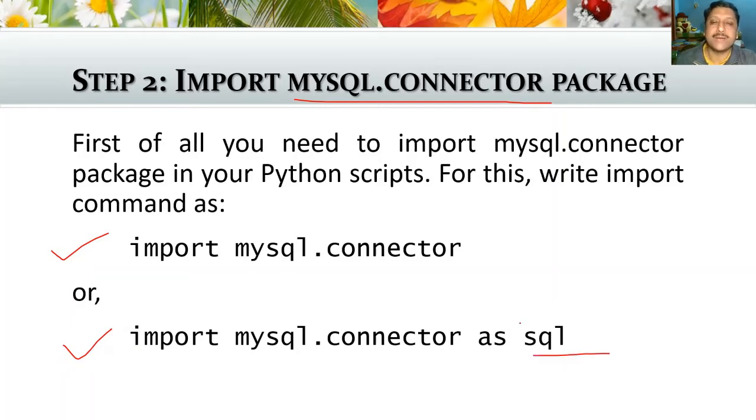Okay, actually what happened, whatever the functions or the methods we will use in our program, then each and every function will be preceded with mysql.connector if we use the first type of import command. If we use second method of import command by adding as sql, then we have to write only sql in front of each and every function from the MySQL connector library. Okay, so second option will be beneficial. If we use second import statement, this will be beneficial.